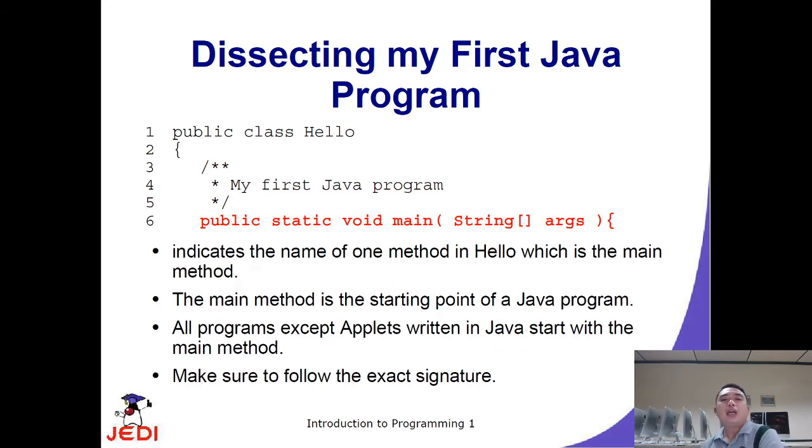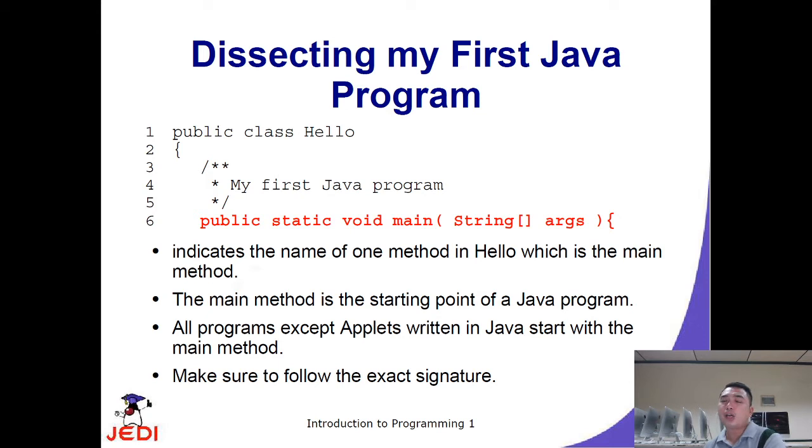Braces rather. It indicates the name of one method in hello, which is the main method. So every executable program must have a main method. Okay? It is a standard that all programs in Java that are executable must have a main method.